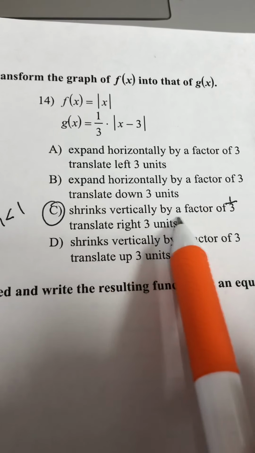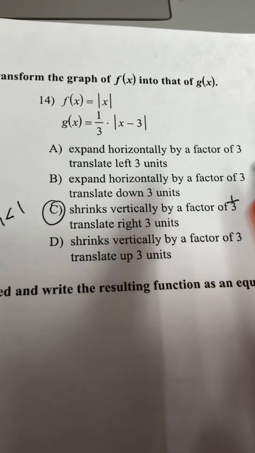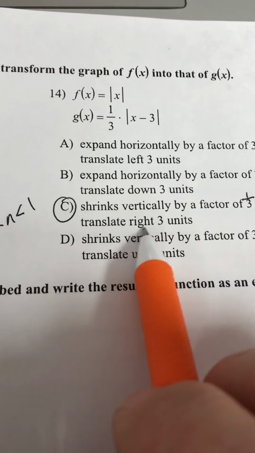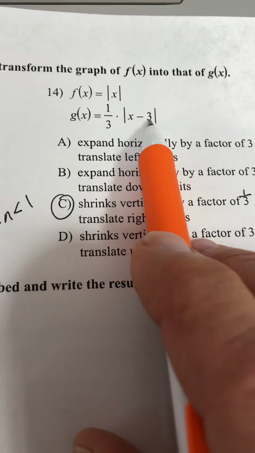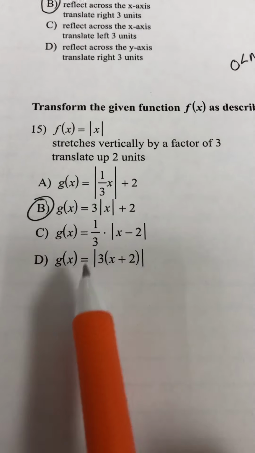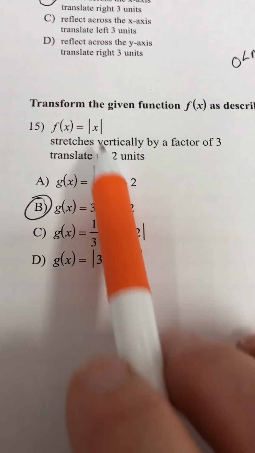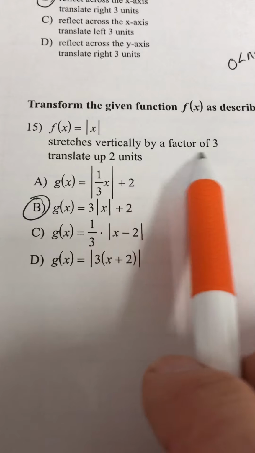It's shrunk vertically by a factor of 1/3. That was wrong. It should say 1/3 there. And it translates right 3 units because it's a minus 3. It goes right. And lastly, number 15, this one, we wanted to stretch vertically by a factor of 3.